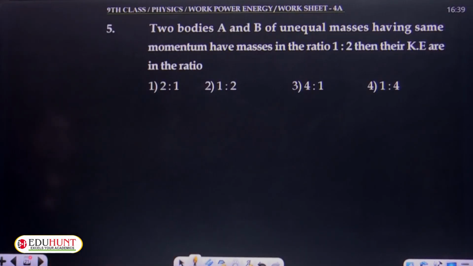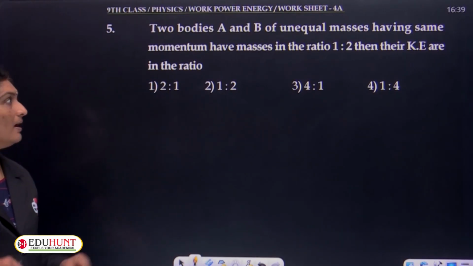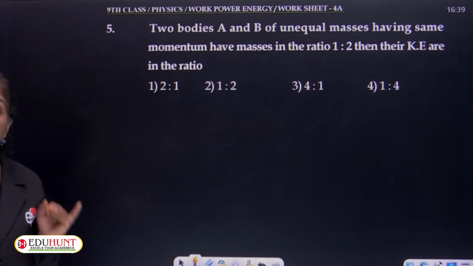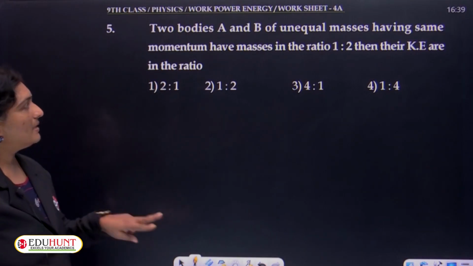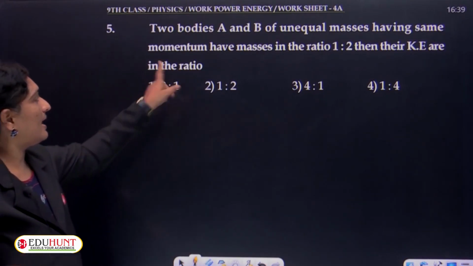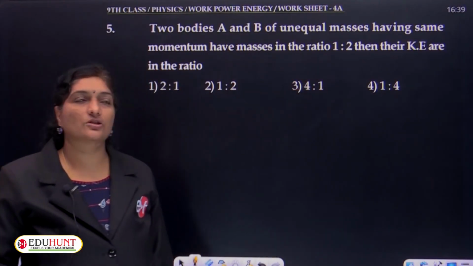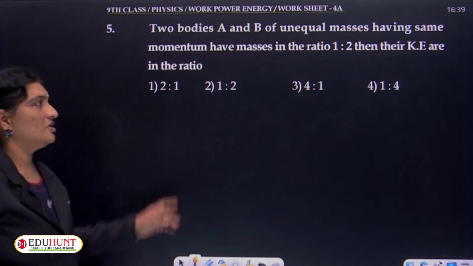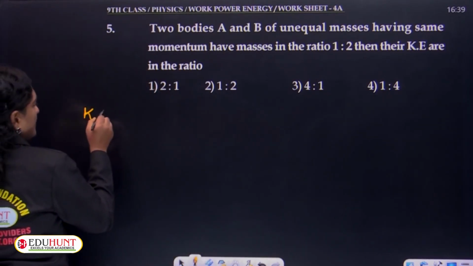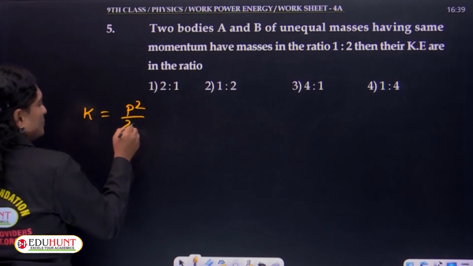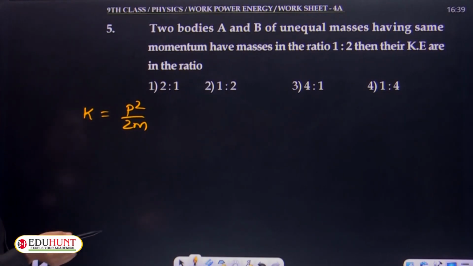Okay. So, moving ahead with the next question, fifth question. Two different bodies A and B of unequal masses. Masses are different, having same momentum. Momentum is same. And have masses in the ratio 1:2. Unequal masses they said, and whose masses are in the ratio 1:2. Then their kinetic energies, you are asked to find the ratio of kinetic energy. As we know the formula for kinetic energy, K equals P square by 2m.